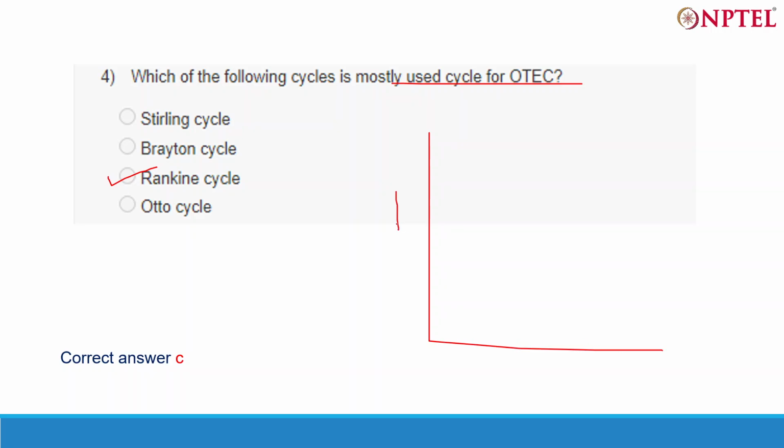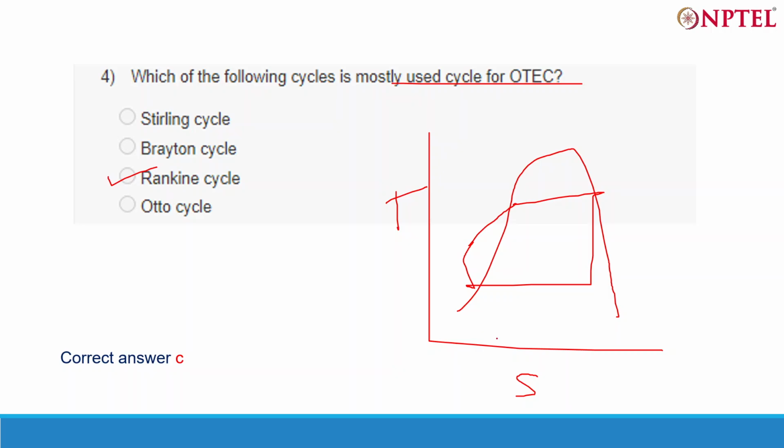This one, the T-S diagram. We solved the numerical also, so I think you should have an idea now about this cycle. Okay, this is how it looks.